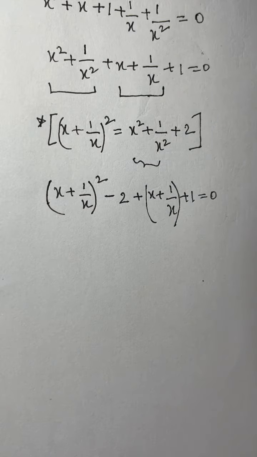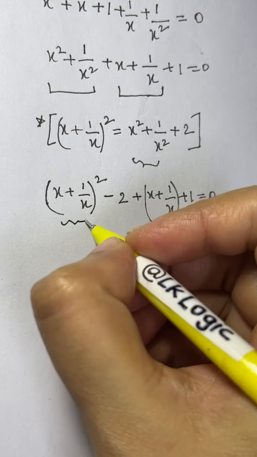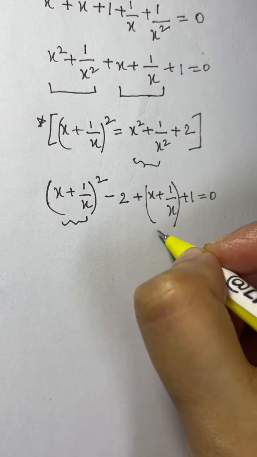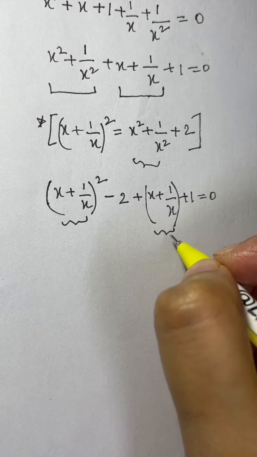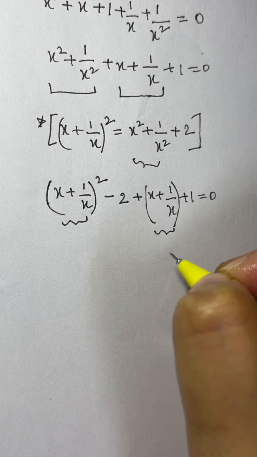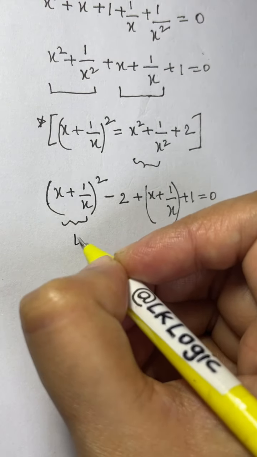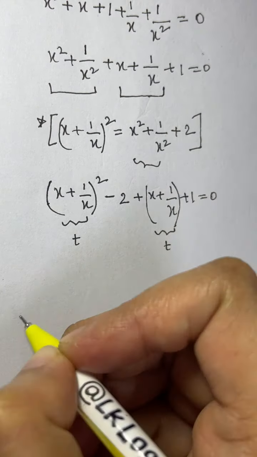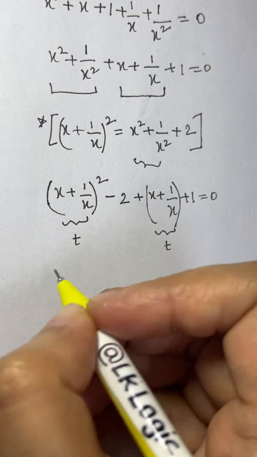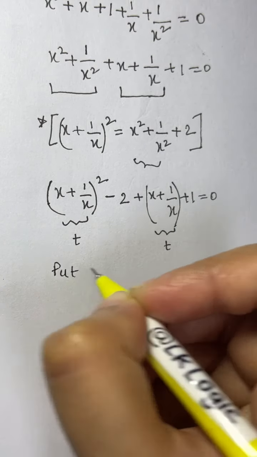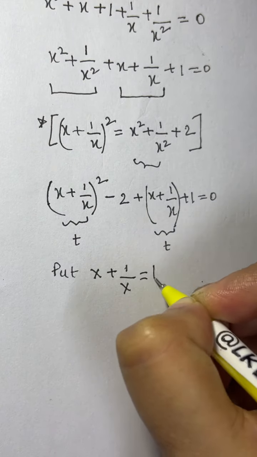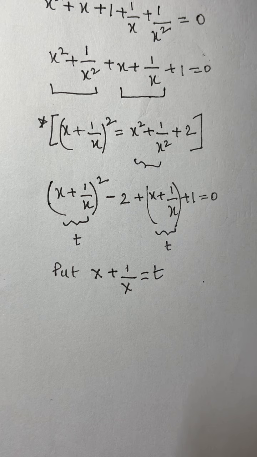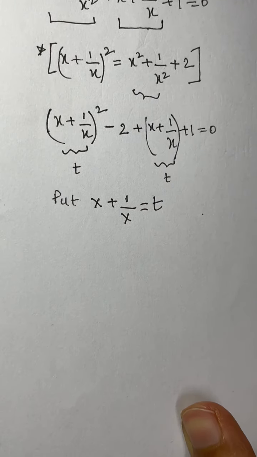Alright, now if you see x plus 1 over x the whole square and x plus 1 over x, aren't they the same? Yes. So what are we going to do? We are going to use substitution. Let's substitute t in place of this. Put x plus 1 over x equal to t. So what can we do now?